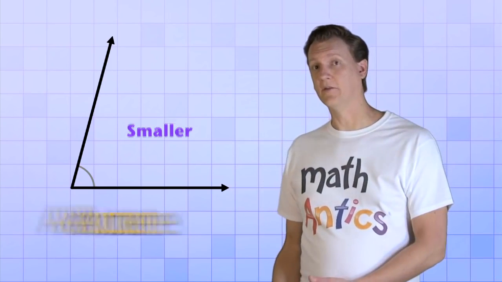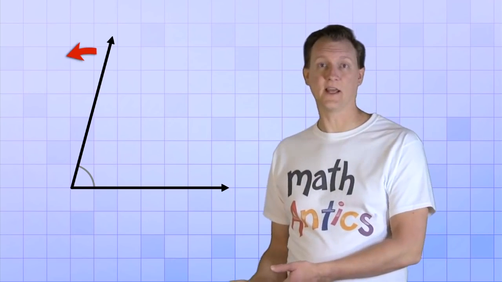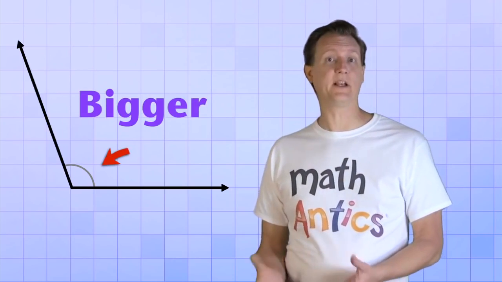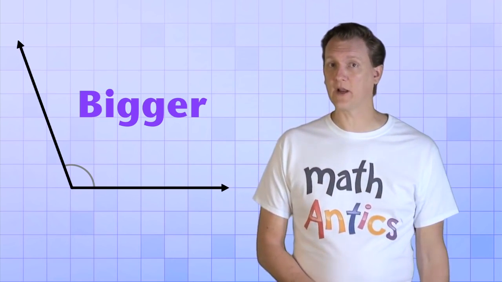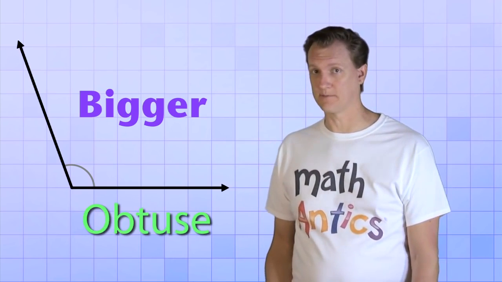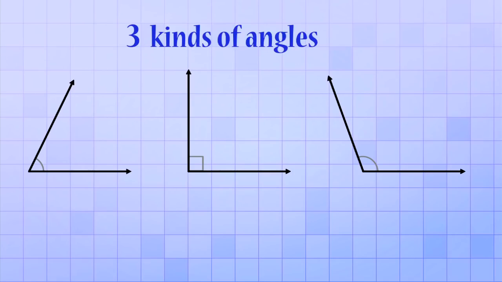On the other hand, if we rotated our ray to the left instead of the right, we would get an angle that's bigger or greater than a right angle. Angles that are greater than right angles are called obtuse angles. So there are 3 main kinds of angles that you need to know about: right angles, acute angles, and obtuse angles. Well, actually, there's one more type of angle that's pretty important, but it's kind of a strange one.